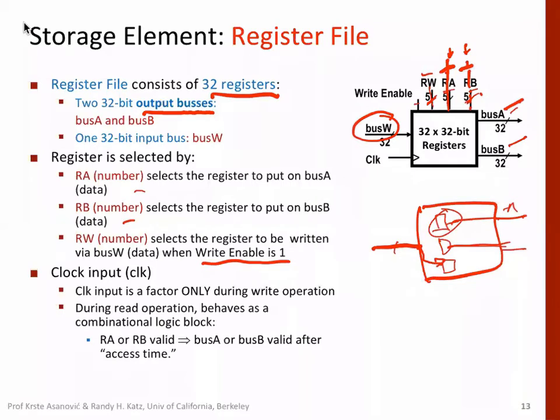There are 32 registers in RISC-V, and we don't need to show each 32-bit register separately. We say the 32-bit registers are inside this register file, and we can write one register at a time. So there has to be a bus from which data can be taken. This obviously has to be 32 bits wide because each register is 32-bit.